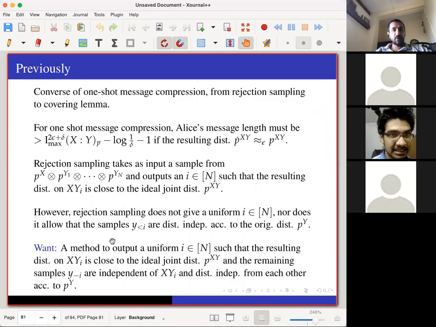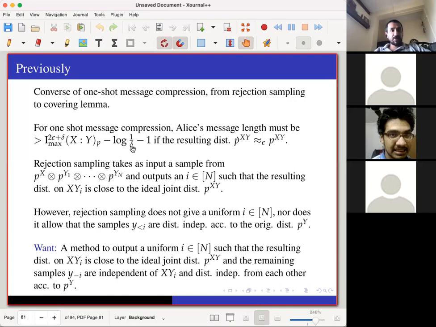So here is a quick recap of what we did in the last few lectures. Last lecture, we saw the converse of the one-shot message compression problem. We saw that for one-shot message compression, Alice's message length must be at least this quantity, if the resulting distribution by the protocol P-dot is epsilon close in L1 to the ideal distribution P. So this epsilon feeds in out here, and there's a delta out here, and the price you pay is given by this additive log 1 by delta. So this was the converse.